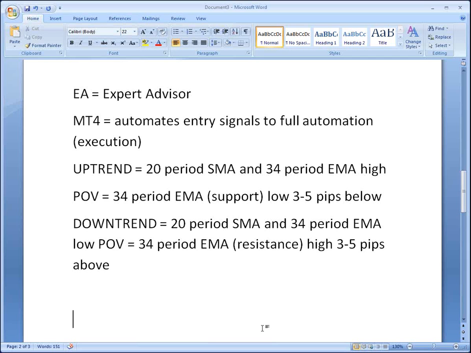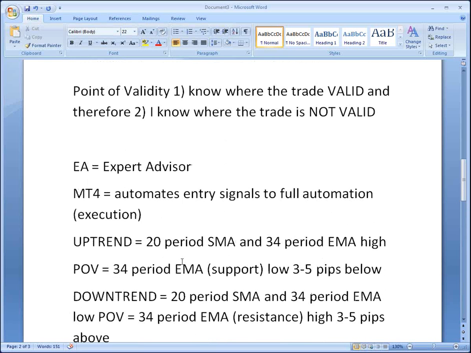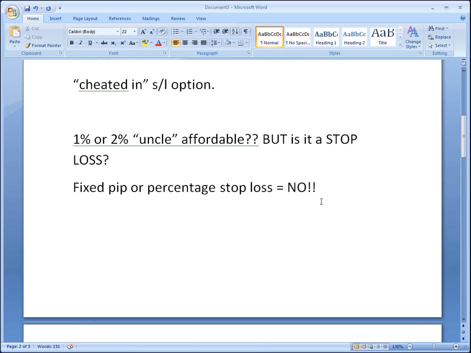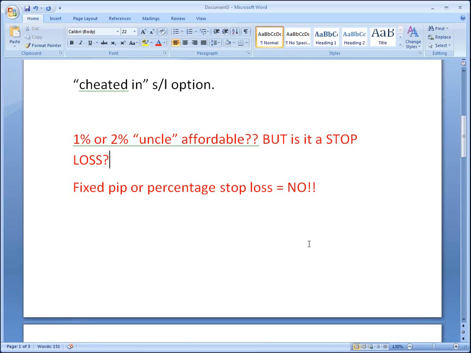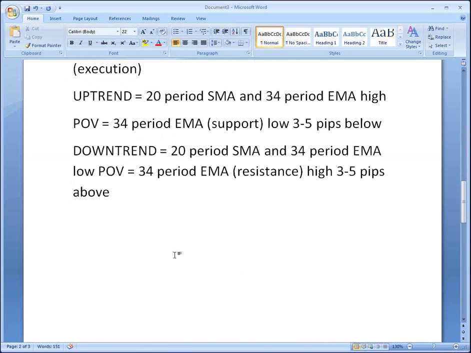All right. So having said all that, as I'm a discretionary trader, these are my rules. So this is what I want to build into my EA. And we started with this idea of this 1 to 2%. Well, if that point of validity is greater than, and we'll call this my uncle, okay? Whatever my uncle percentage is, or uncle number of pips.